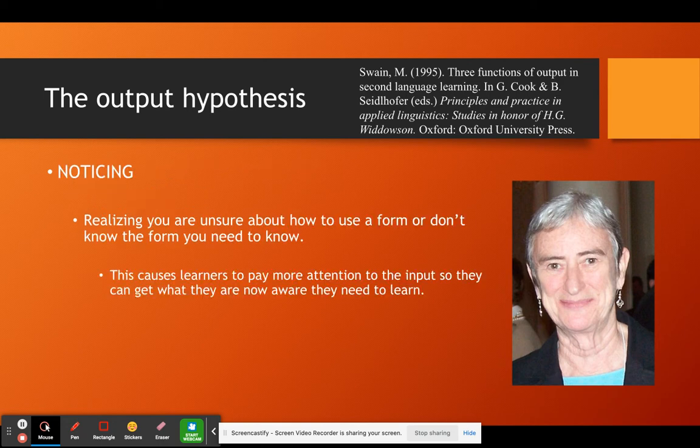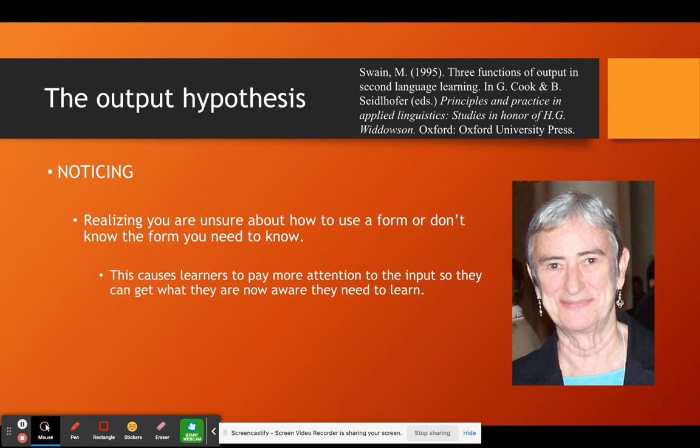The first is the noticing function, and as you can tell, she's borrowing this from Schmidt. Like Schmidt, Swain believes that learners acquire language forms when they consciously notice them and pay attention to them. According to Swain, when you have to speak or write, you often realize that you're unsure of how to use a form. So you're trying to write something and you think, is it walking or is it walked? Which one do I use, right? Being forced to speak or write forces you to think about which grammar is correct.